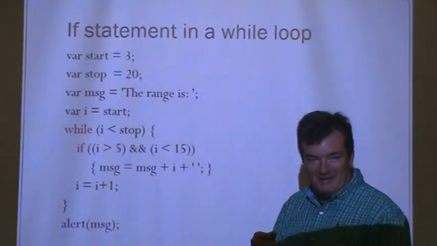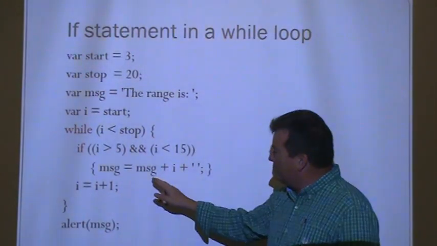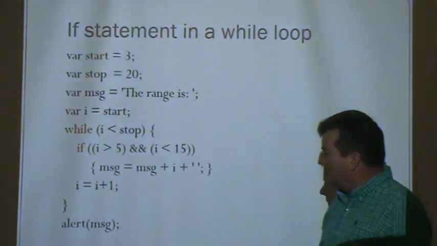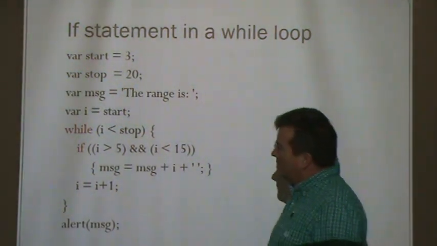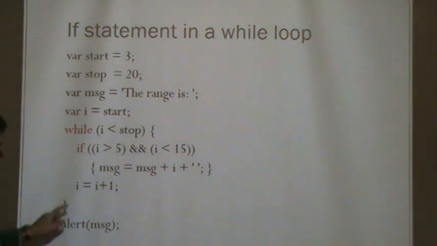Any ideas? Between 6 and 14? Yeah, it's going to say the range is between 6 and 14. It's going to say 6, 7, 8, 9, 10, all the way up to 14. Okay. So like I say, the loop went through 3 through 19, but then this if statement filtered out a few more cases.